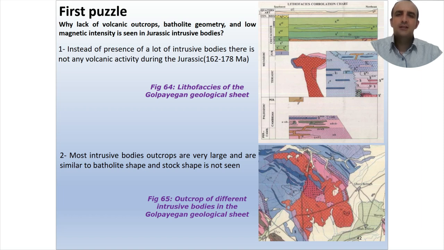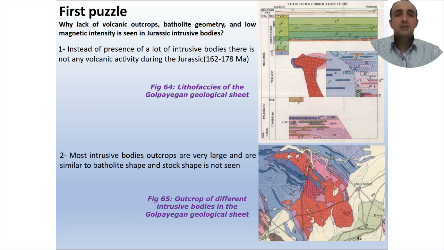The puzzle is: why are a lack of volcanic outcrops, batholith geometry, and low magnetic intensity seen in the Jurassic intrusive body? The puzzle presents a set of geological characteristics that are somewhat unexpected or unusual for typical intrusive igneous rocks. Let's break down the individual components of this puzzle. First, despite the presence of a lot of intrusive bodies, there is no volcanic activity during the Jurassic.